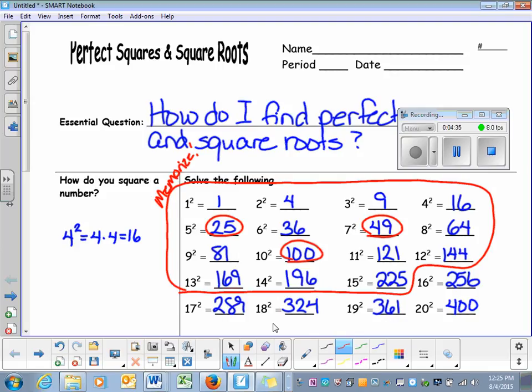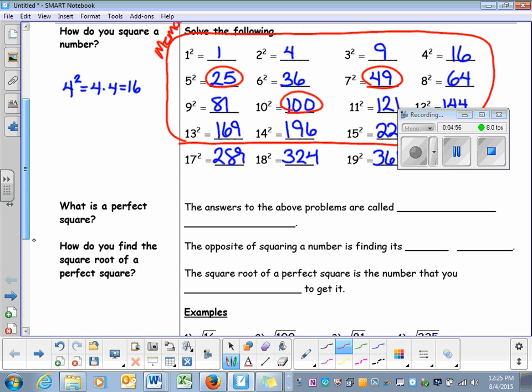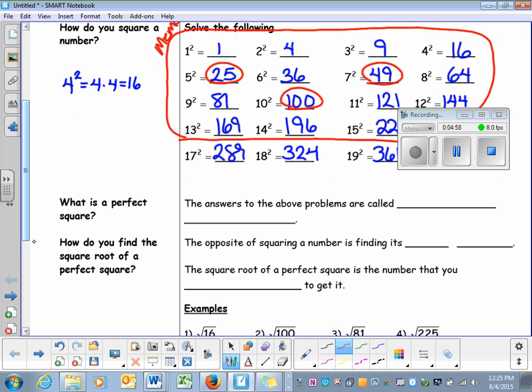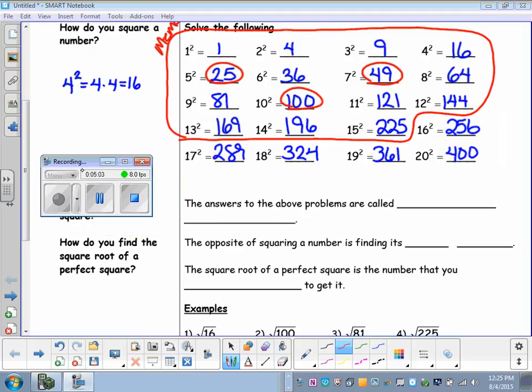Yes, you can always use your graphing calculator to find these, but when you are using your graphing calculator for very basic computations and very basic knowledge, it slows you down and it takes a lot longer to accomplish problems and finish work than it should. Okay? 16 through 20 are nice if you have memorized, but they're not critical. So all of the answers to these problems above, all of the things I did in blue, are called perfect squares.